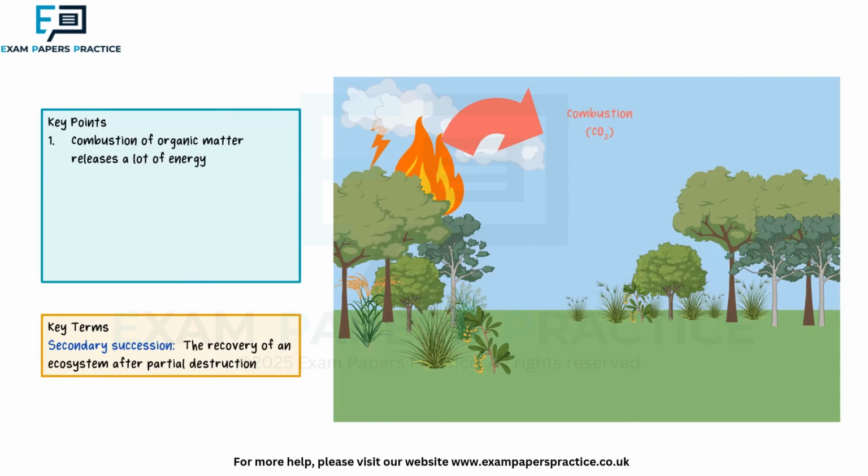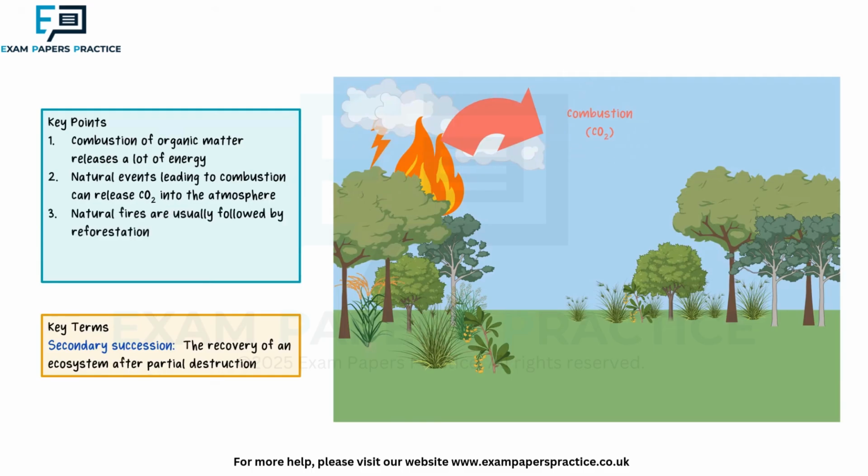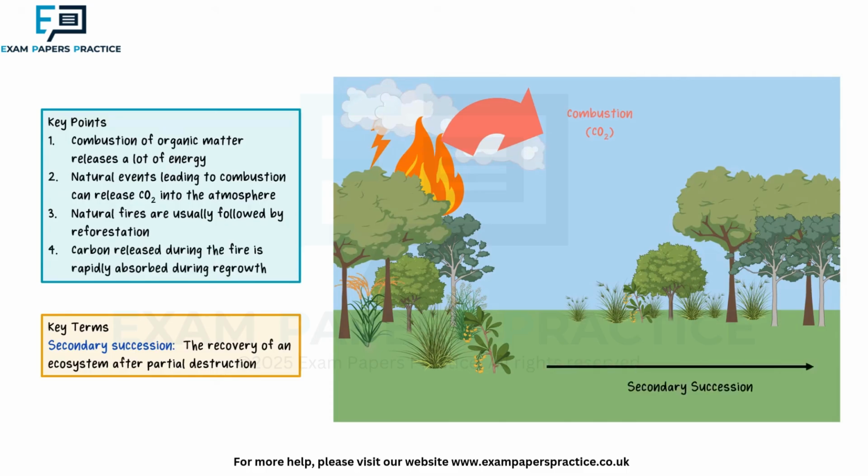Combustion of organic matter releases a lot of light and heat energy, as there's a relatively large amount of energy stored in the biomolecules making up organic tissues. Natural events like lightning strikes and forest fires release carbon dioxide into the atmosphere through the process of combustion. When forest fires occur naturally, the fires are usually followed by a relatively rapid growth and reforestation through secondary succession. The carbon released during the fire is rapidly absorbed by vegetation during regrowth, creating a renewing source and sink balance.